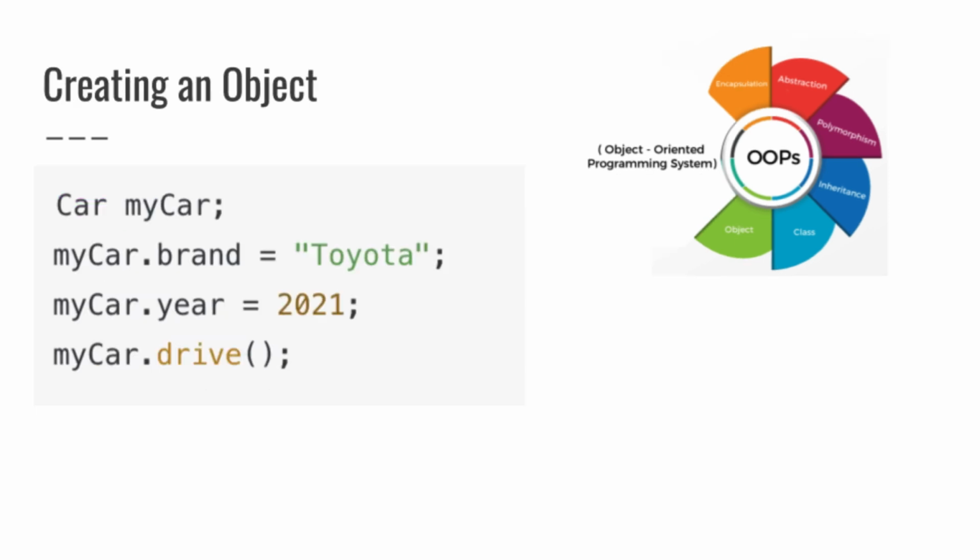Once you have a class, you can create objects from it. In this example, we create a myCar object from the car class, assign values to its attributes, and call the drive method.